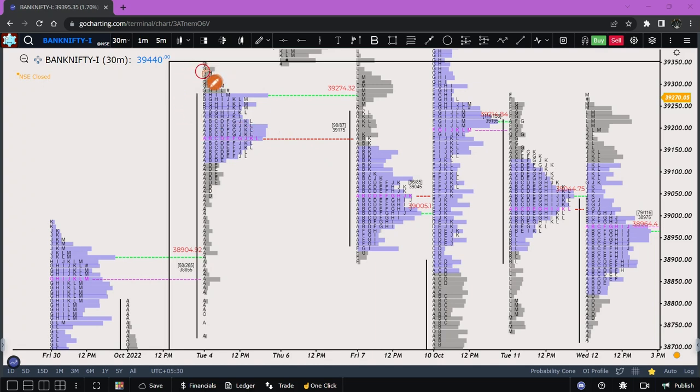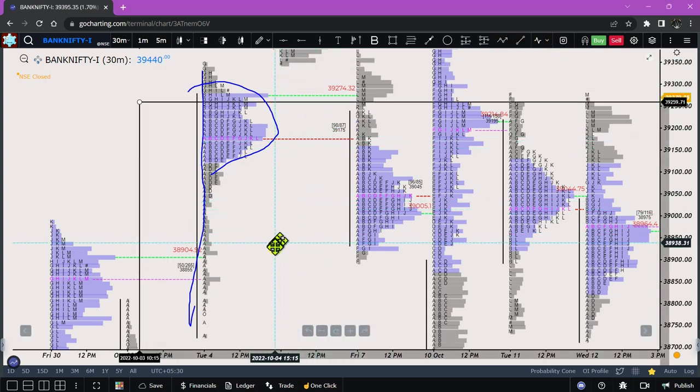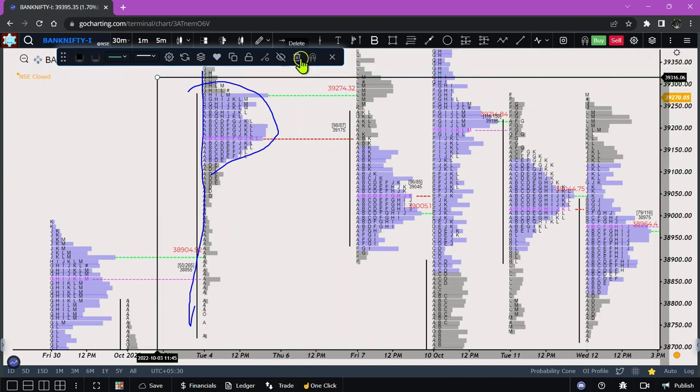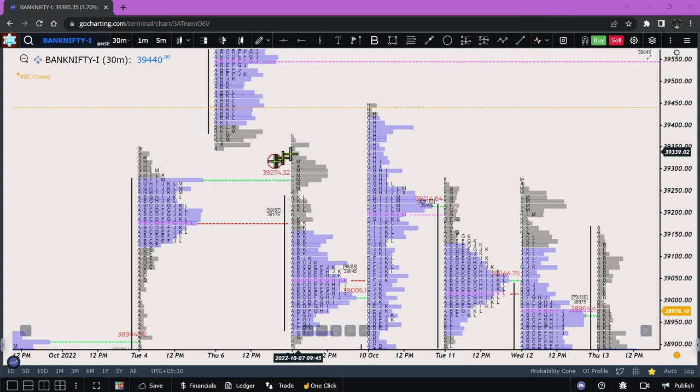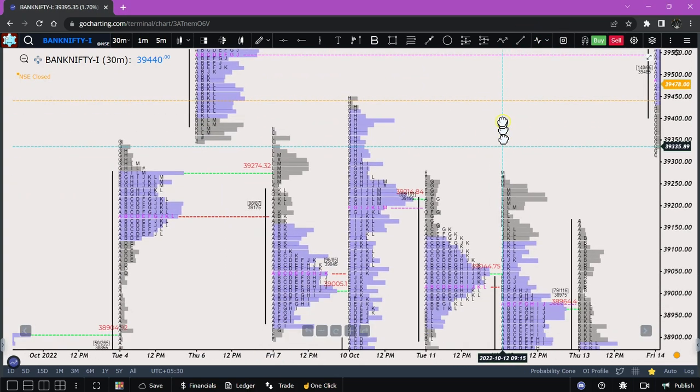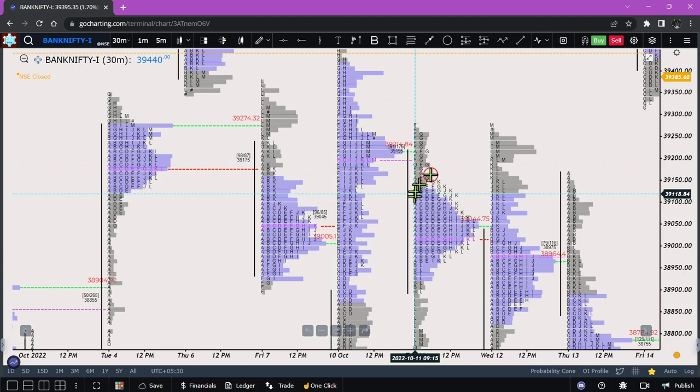Just let me draw this. Okay, like this. This is a P profile. And then what happens after that is the market does try to auction above, and fails and comes back into the balance area that we are talking about.